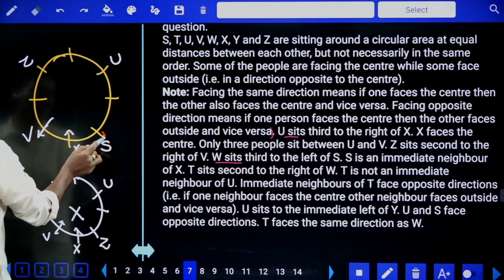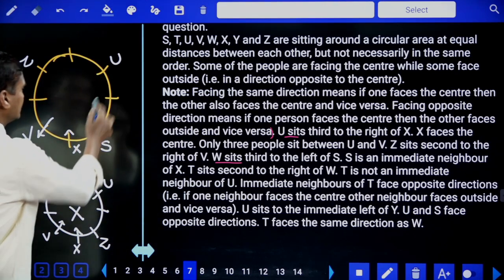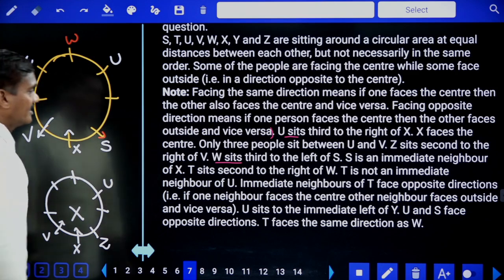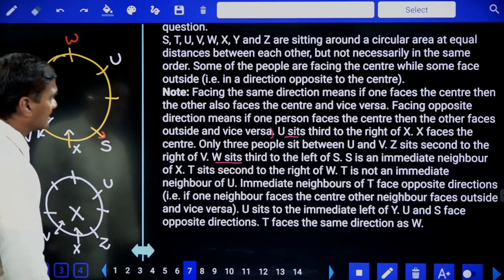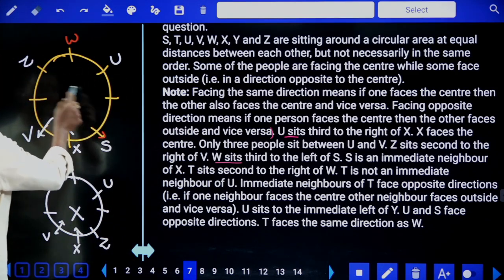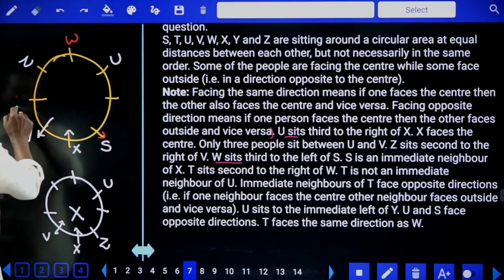Now s must be away from the center. If s is here, w sits out to the left of s, so w. And next one, t sits second to the right of w. T can be here, t can be here. T and u are not adjacent, so t is here.